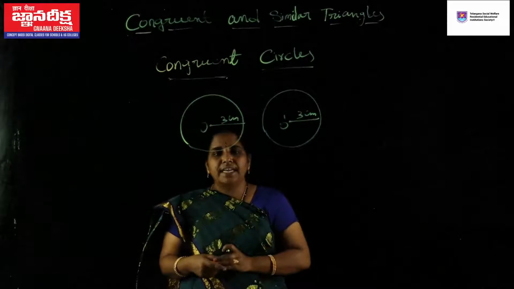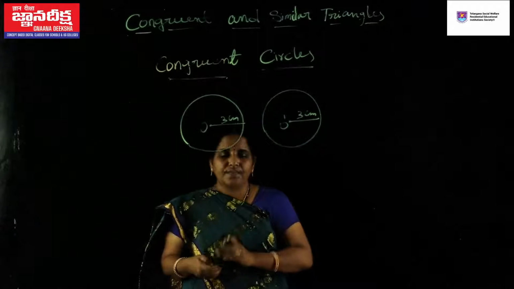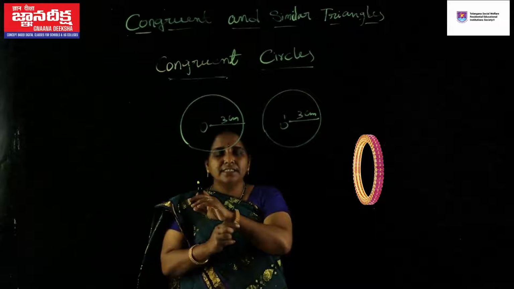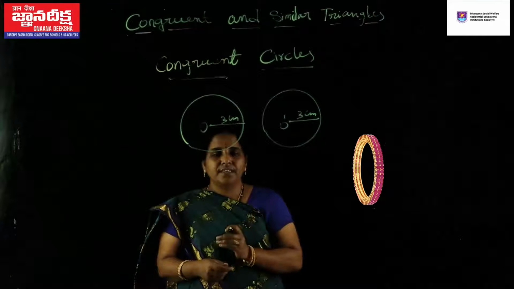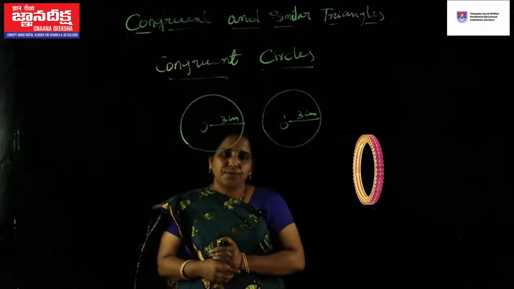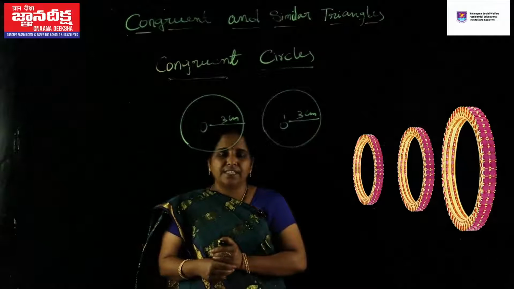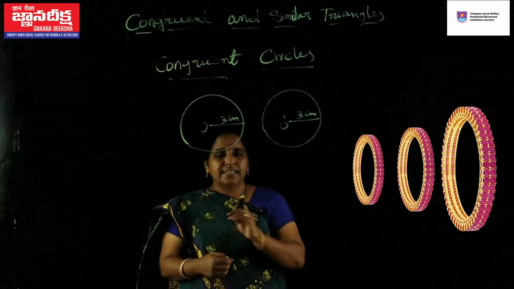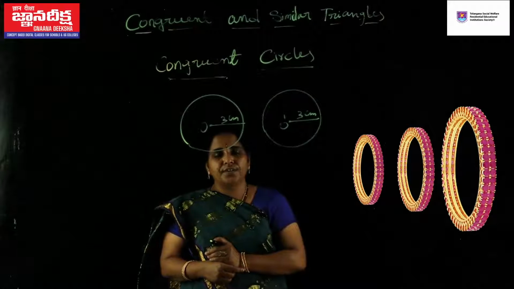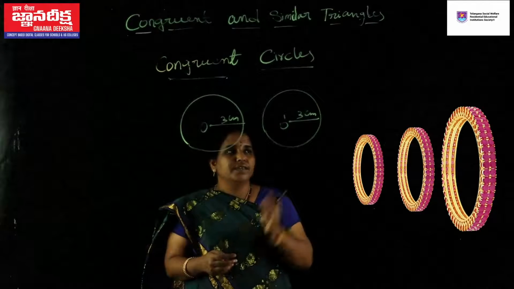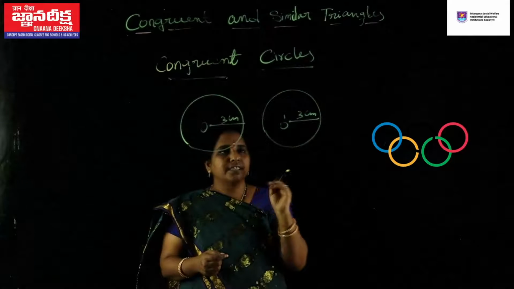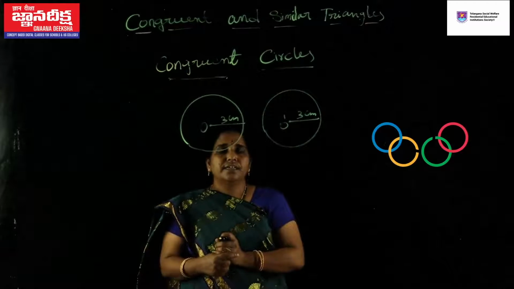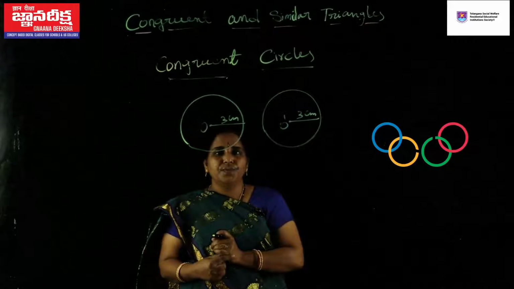And we have n number of examples from our day-to-day life. The bangles of the same size are congruent to each other. We have different sizes of bangles, 2.2, 2.4, 2.6, different sizes. So those same size bangles are congruent to each other. And if you observe the symbol of Olympics, that also consists of congruent circles. So these are some examples from day-to-day life.